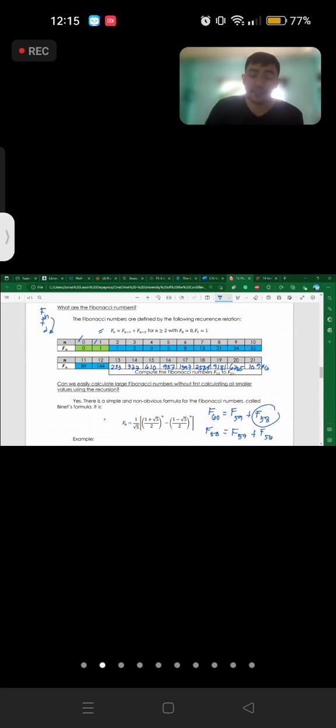You have to memorize this one because in the exam, of course, it's closed notes. And if I'm going to ask you what is f sub 30, you simply substitute 30. So you have to memorize this. Don't worry, this is very easy to memorize because 1 plus square root of 5, the sum divided by 2, is actually the golden ratio.